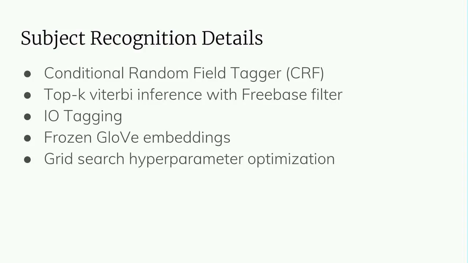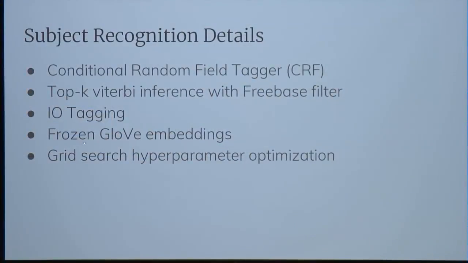Some more details. We use a standard CRF tagger. We use Viterbi inference, which is standard with a CRF tagger. We use IO tagging, GloVe embeddings, and grid search for hyperparameter optimization.